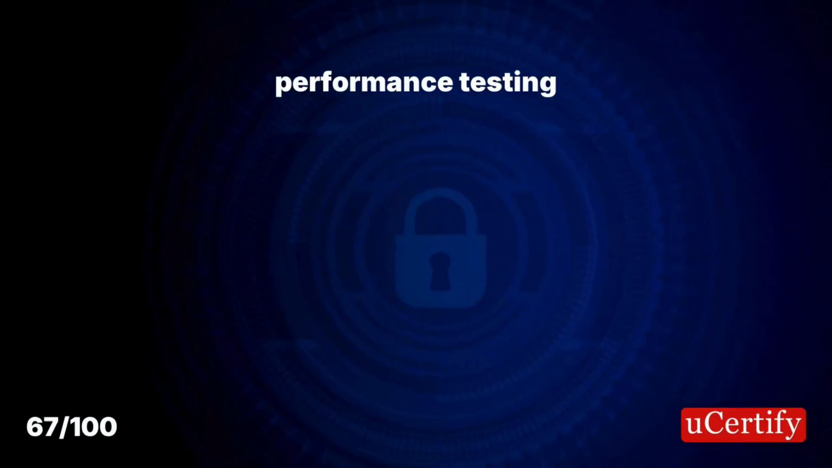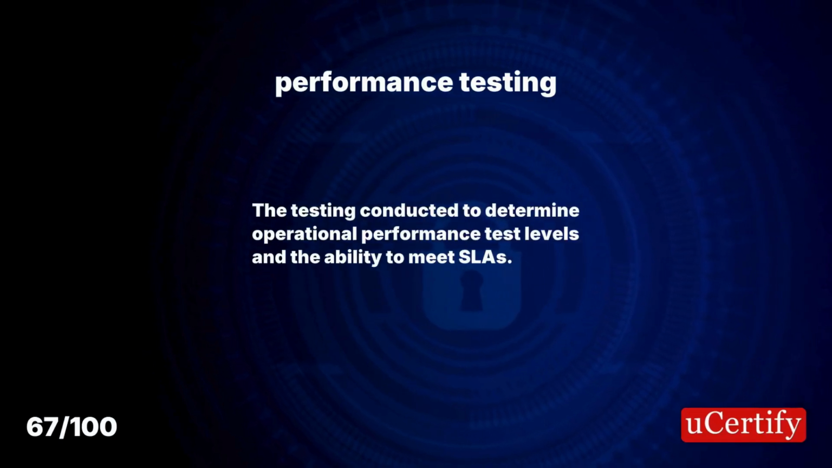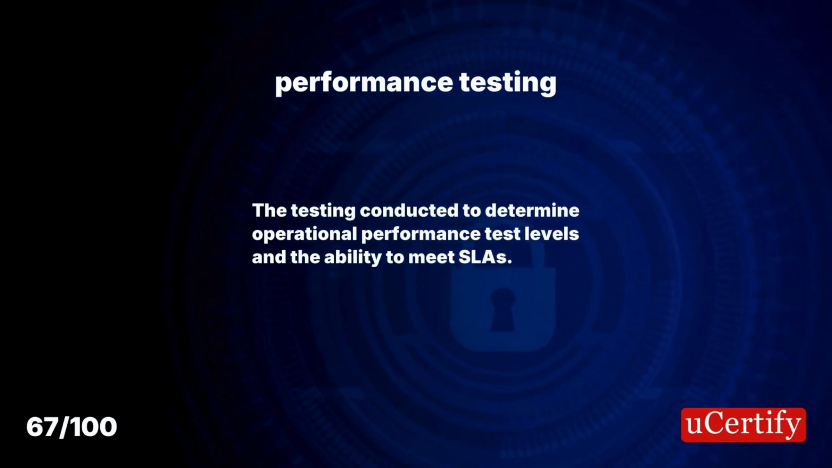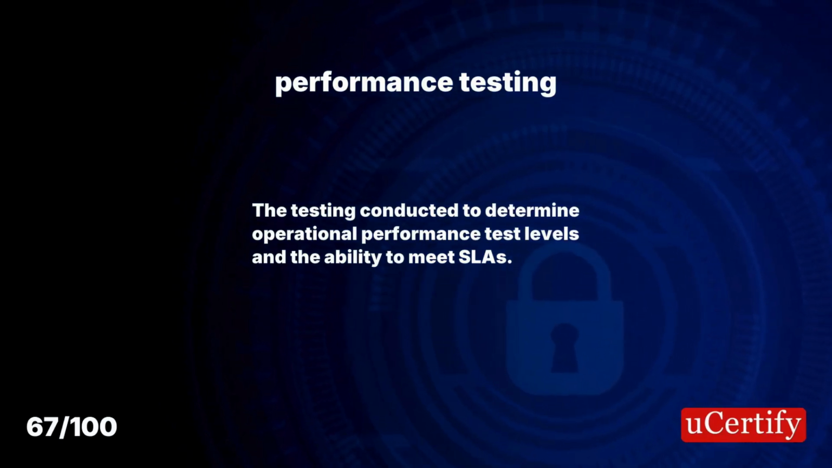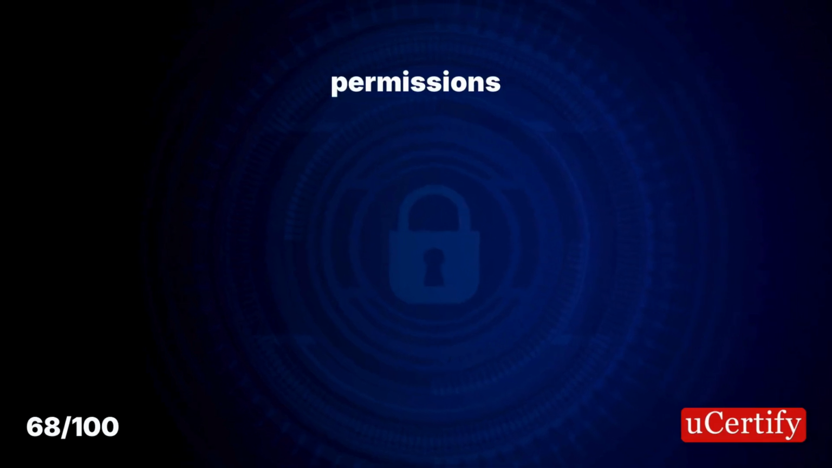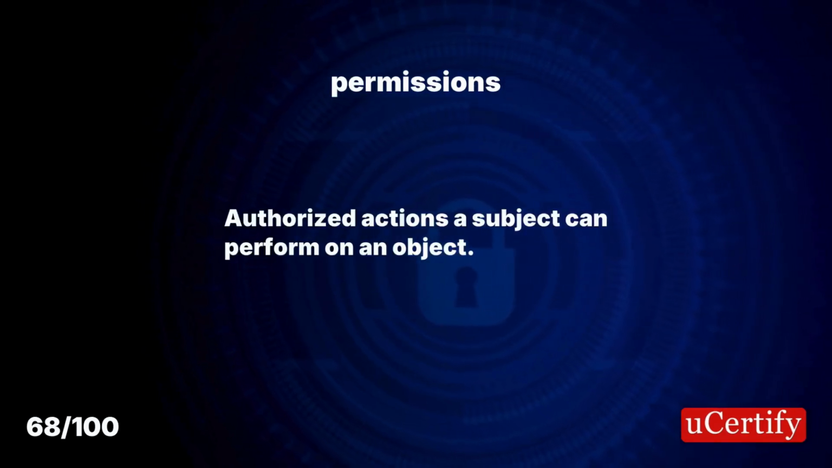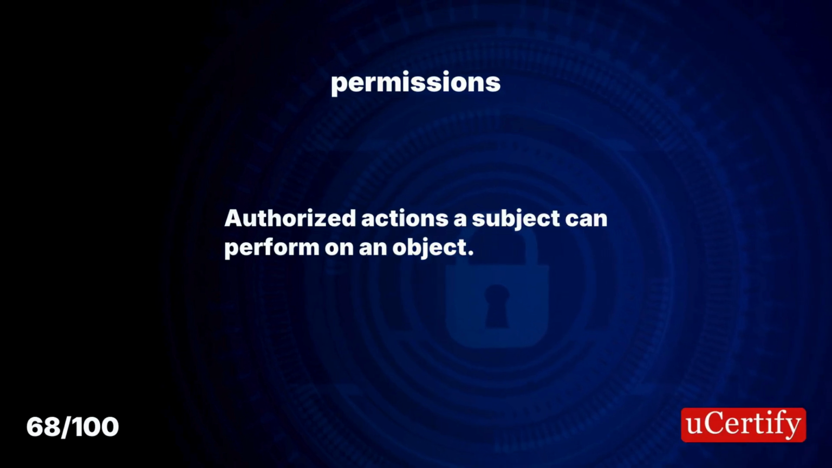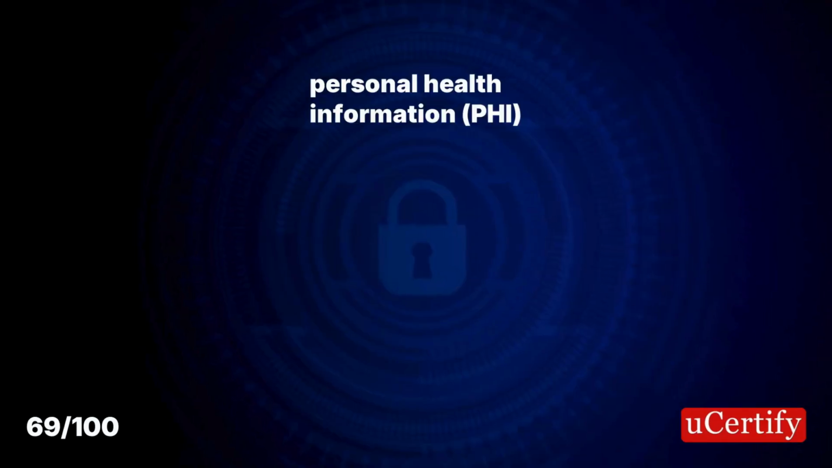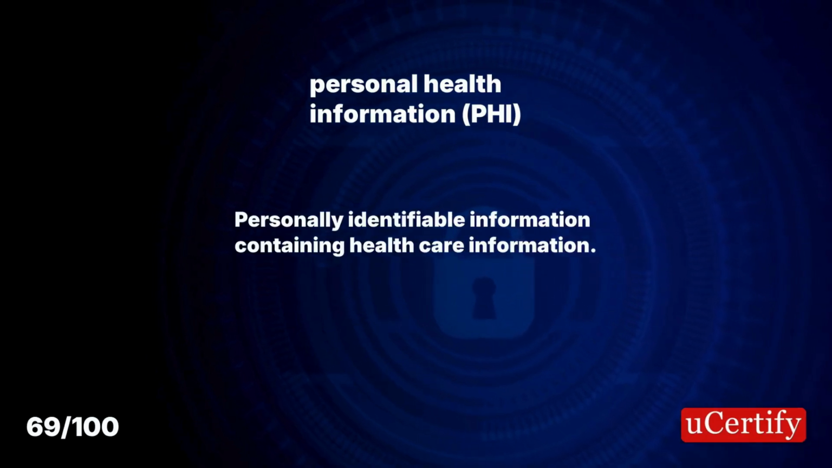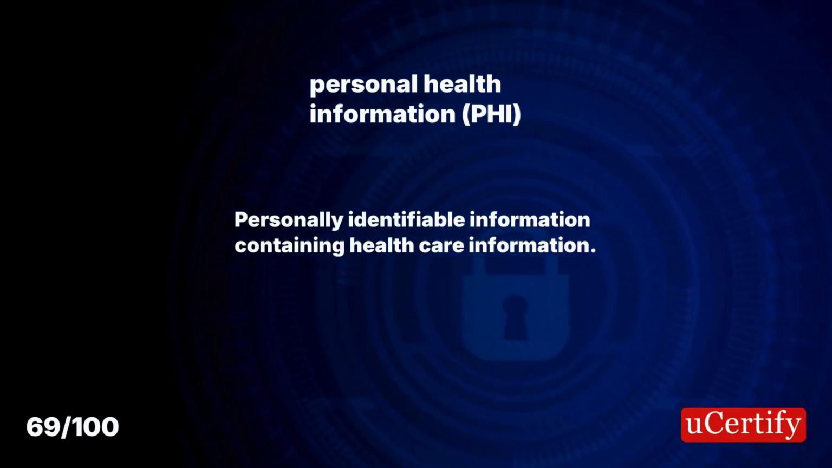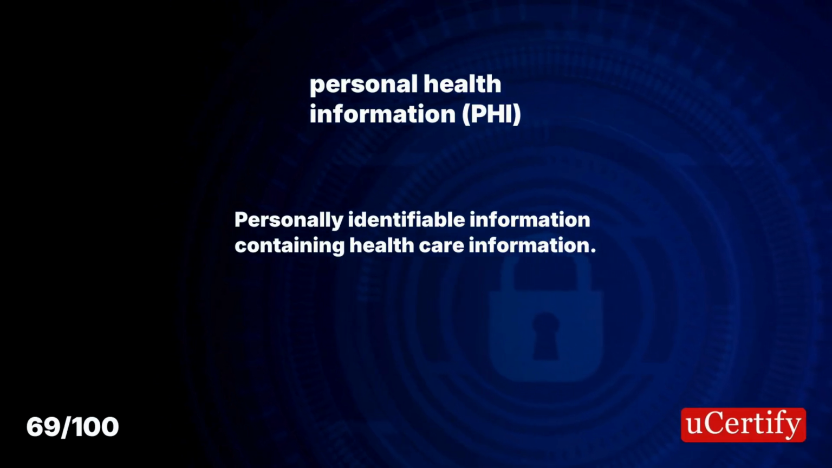Term: performance testing. Definition: the testing conducted to determine operational performance test levels and the ability to meet SLAs. Term: permissions. Definition: authorized actions a subject can perform on an object. Term: personal health information, PHI. Definition: personally identifiable information containing healthcare information.